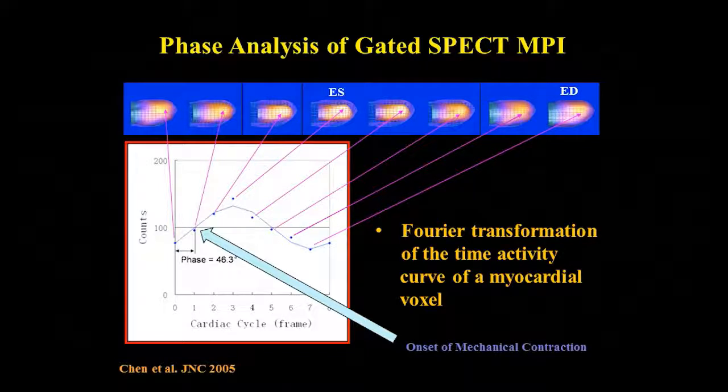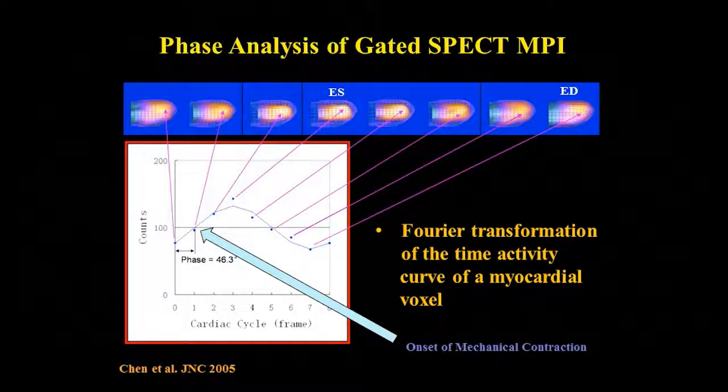and that point is referred to as the onset of mechanical contraction. So this OMC, or onset of contraction, is the time point where this one voxel is set to start to contract. So this myocardial voxel contracts at phase or time 46 degrees. That's another thing that the Fourier transformation does. It changes time, so that time is referred to in degrees instead of milliseconds.